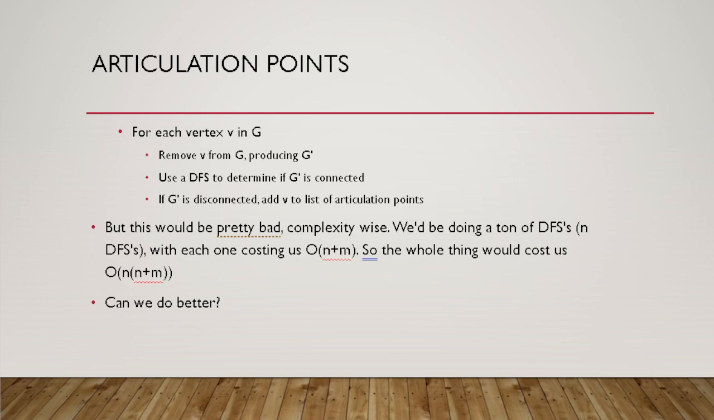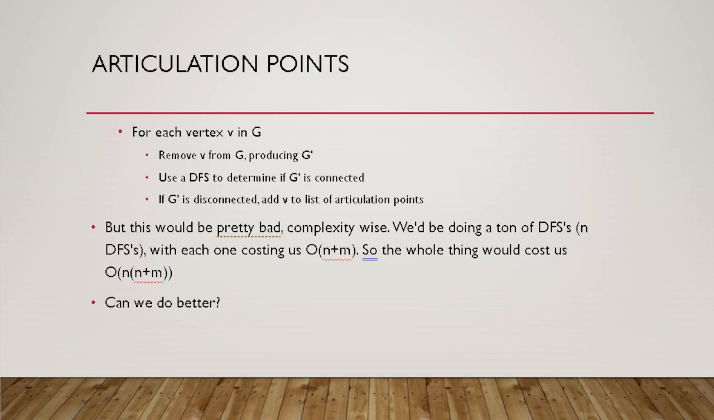And remember, DFSs are reasonably cheap. They cost big O n plus m, where n is the number of vertices in the graph and m is the number of edges. But now we have to do that as many times as there are vertices. So now it takes us big O n times n plus m. So this whole thing gets pretty expensive. Can we do better?